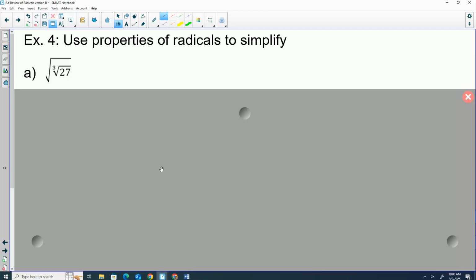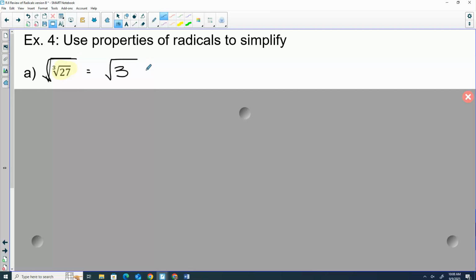So if I told you to do the square root of the cube root of 27, we start on the inside. Can you do the cube root of 27? 3. Okay, we only did the cube root, so my outside radical stays.